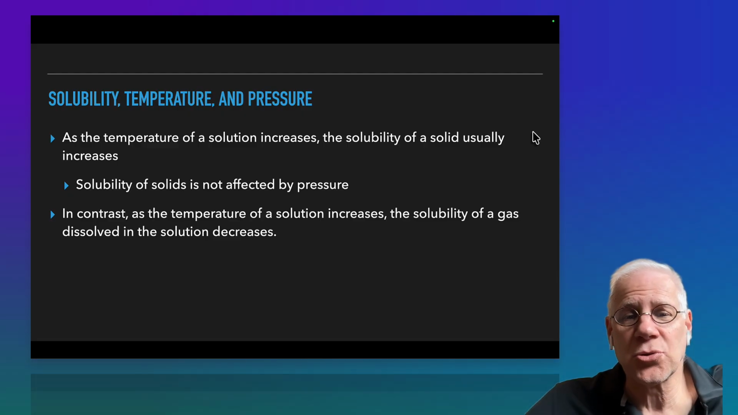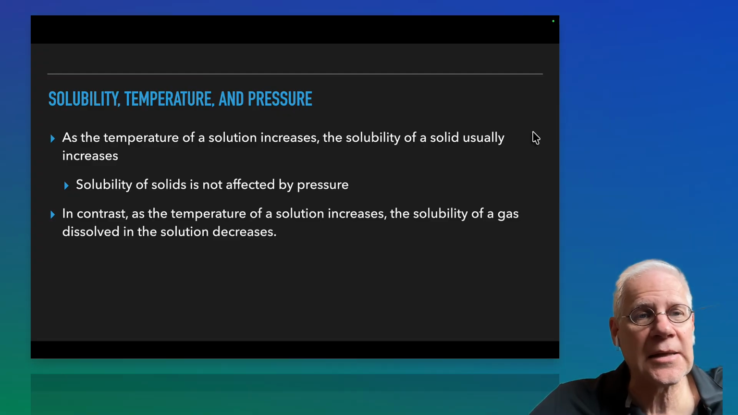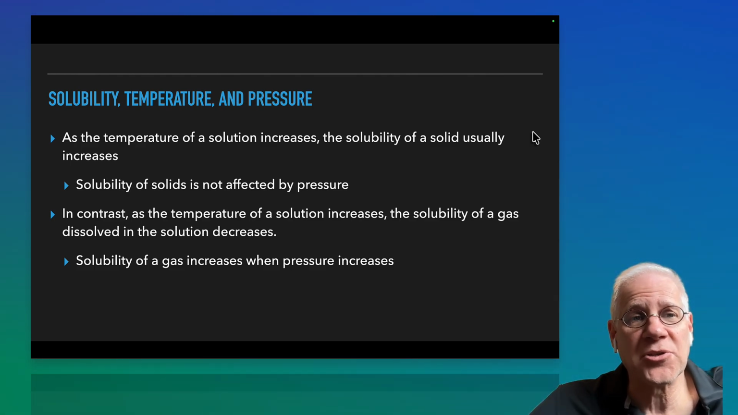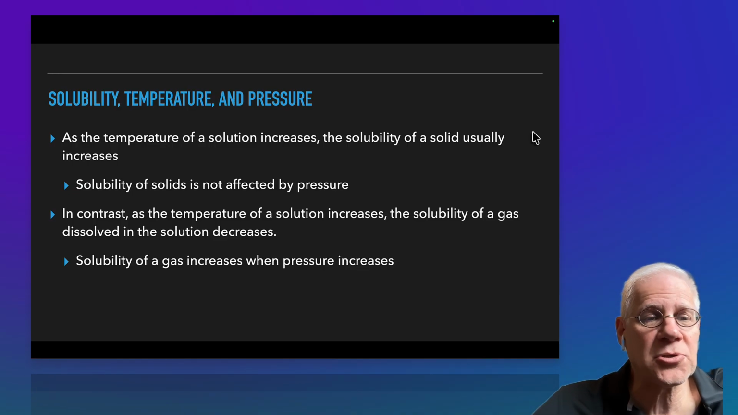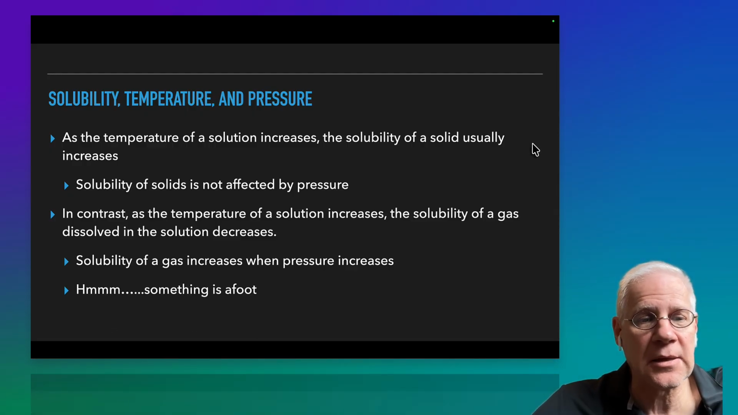So as temperature of a solution increases, the solubility of a gas dissolved in that solution decreases. And so it's exactly opposite of what you would expect for solids. So as temperature increases, solubility decreases for gases. And in contrast to solids and pressure, we saw that solubility is not affected by pressure for solids. However, when you increase the pressure on a gas, the solubility increases. And so both temperature and pressure greatly affect the solubility of a gas in a liquid.